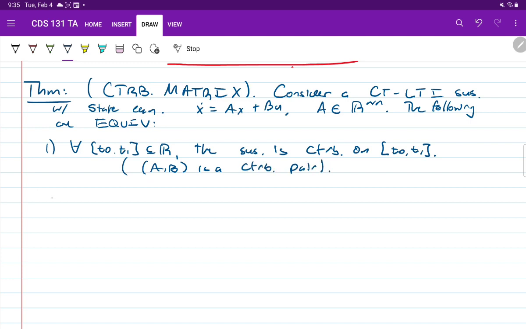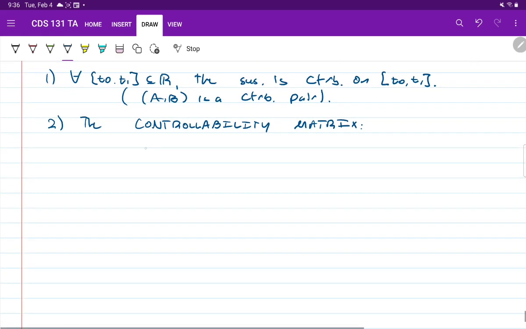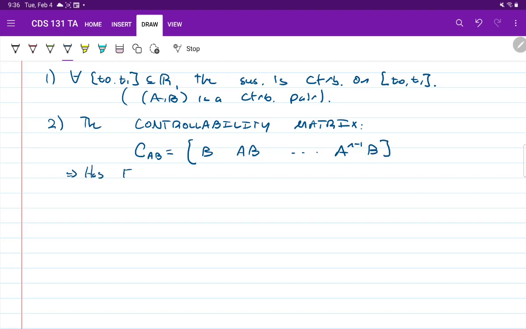Okay. Now, second, what we're going to say is the controllability matrix, which is the matrix C_AB equals [B, AB, all the way up until A^(n-1) B], has full row rank. Okay? So, in other words, there is no vector v which is non-zero such that v transpose C_AB equals 0.